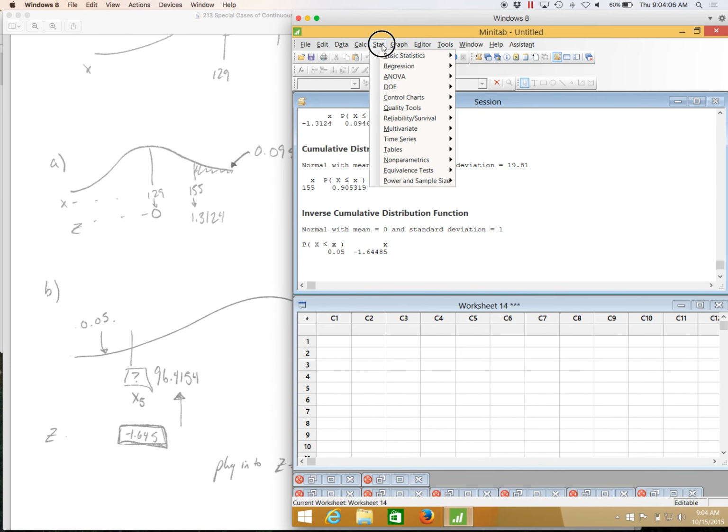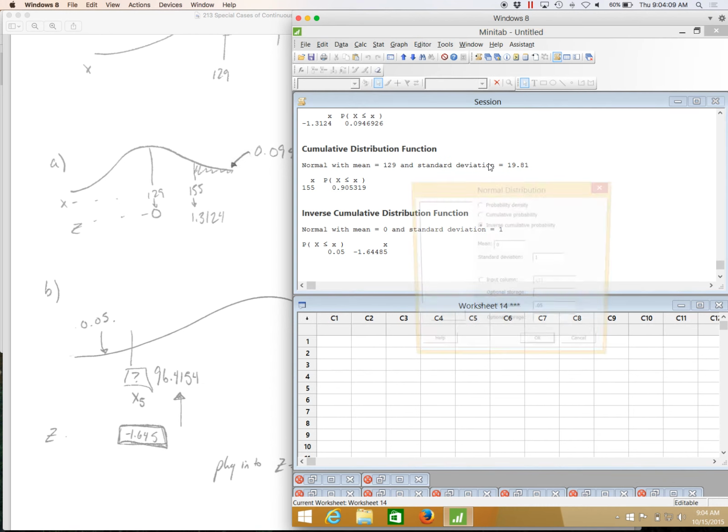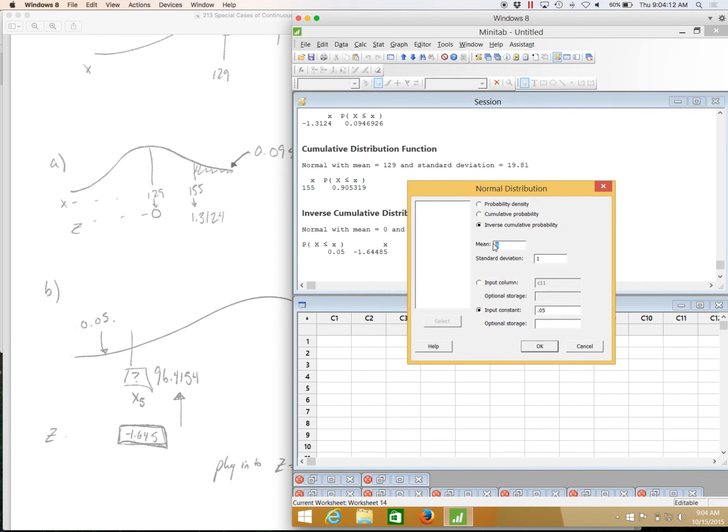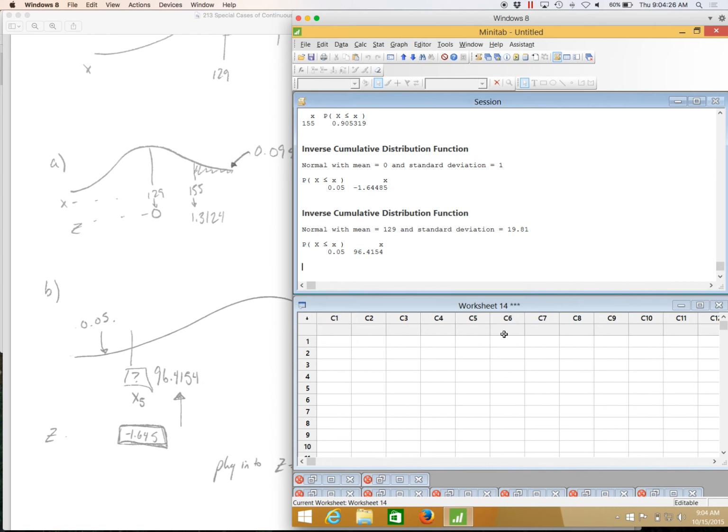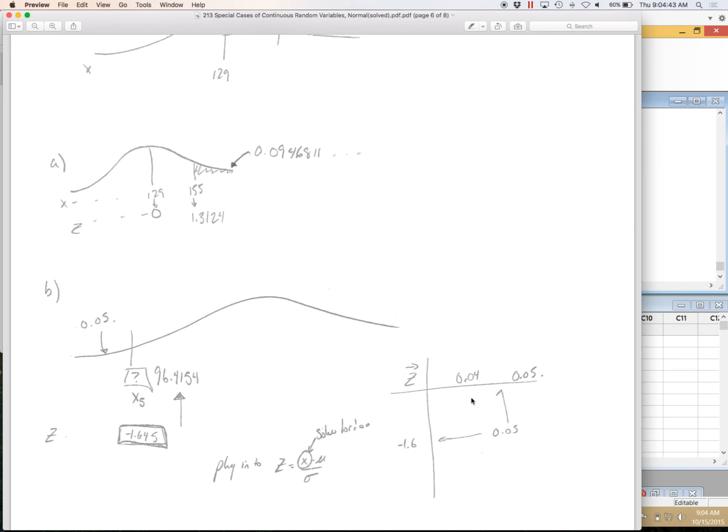The other way would be to go to calc, probability distribution, inverse, but actually tell it what the mean really is, 129, what the standard deviation really is, 19.18, and here the cumulative probability, inverse probability, which is the fifth percentile, or 5%. And this does the conversion for me. You should be able to do all of these ways if you're asked to do so. Notice on your midterm you have Minitab, so you can use Minitab to your advantage. On the final exam, you don't have Minitab, so you might be stuck doing the table method. You need to be able to do both, so practice both.